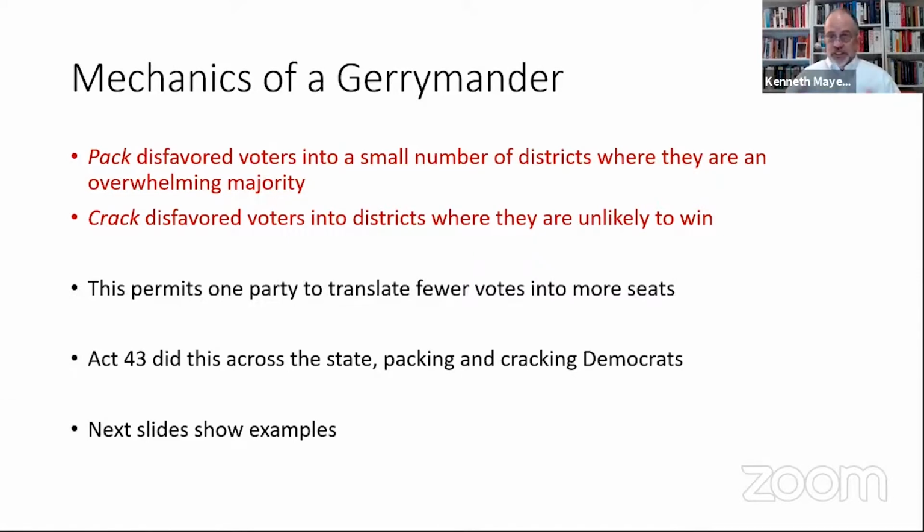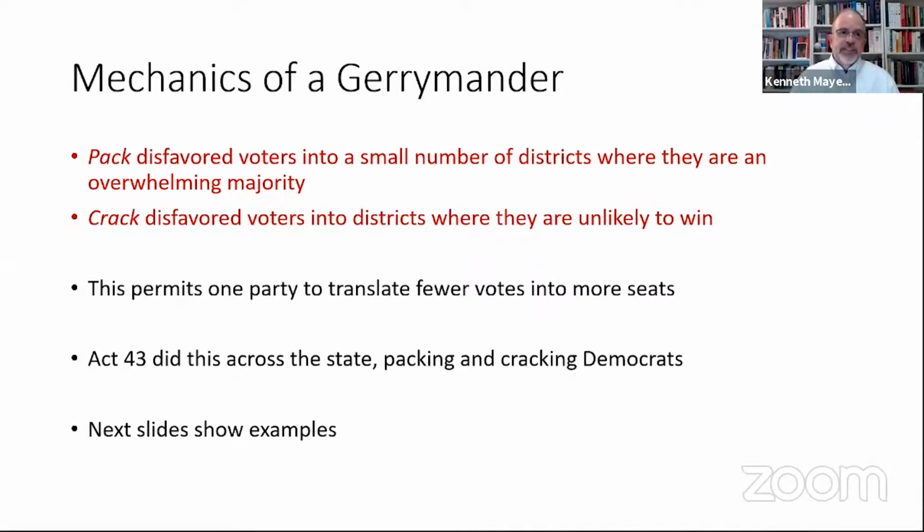So in a district where Democrats are packed, the Republicans frequently will not even run a candidate because there's no point. And that concentrates disfavored voters into a small number of districts.